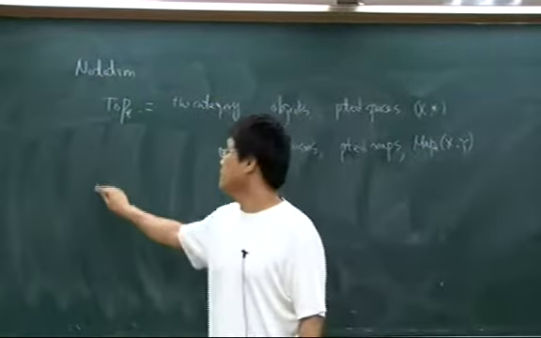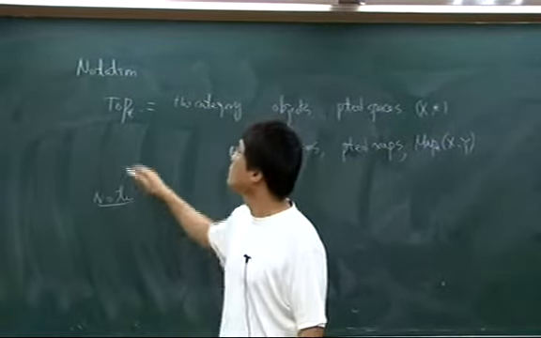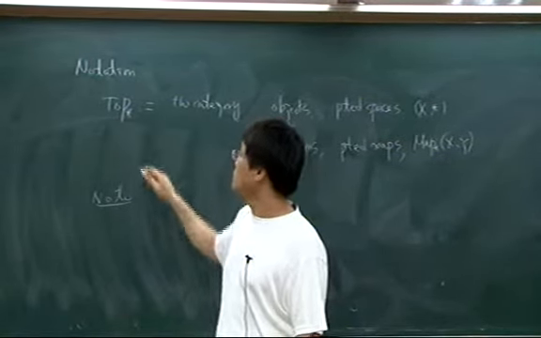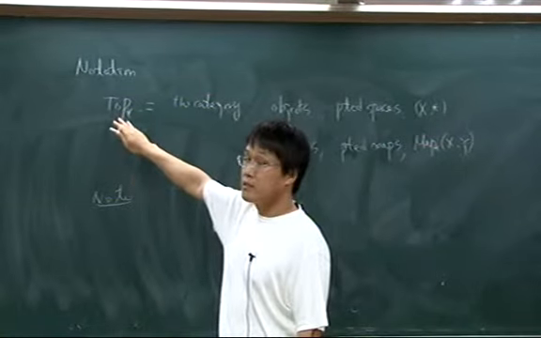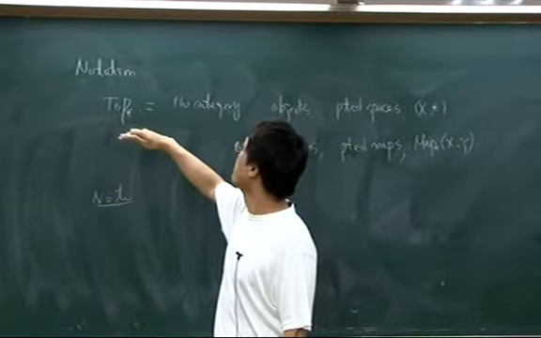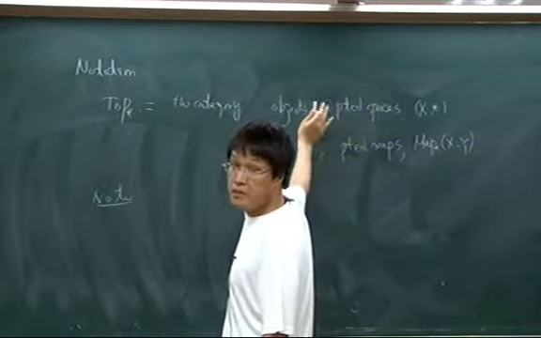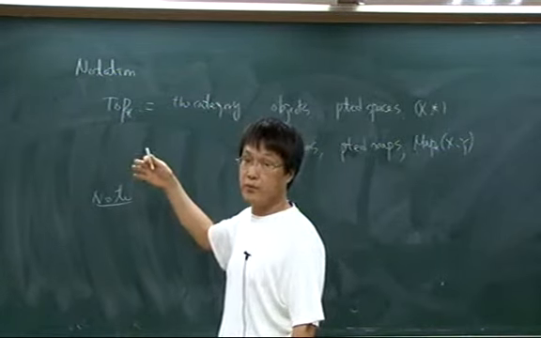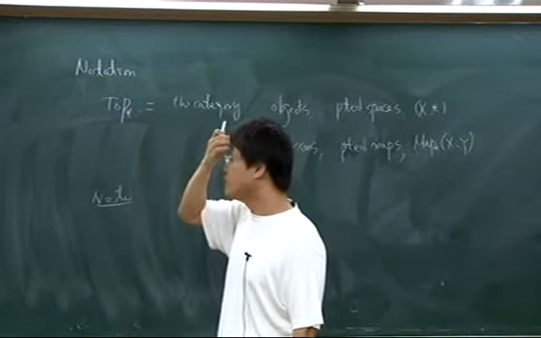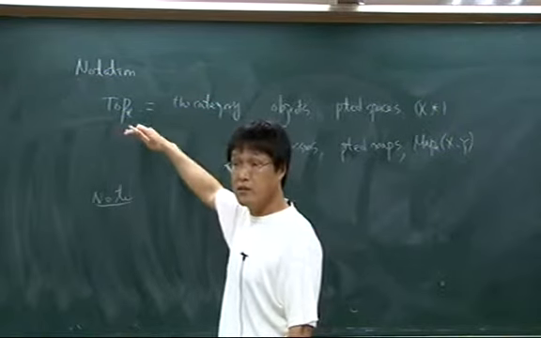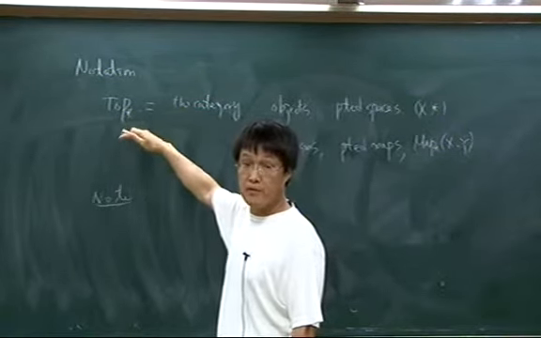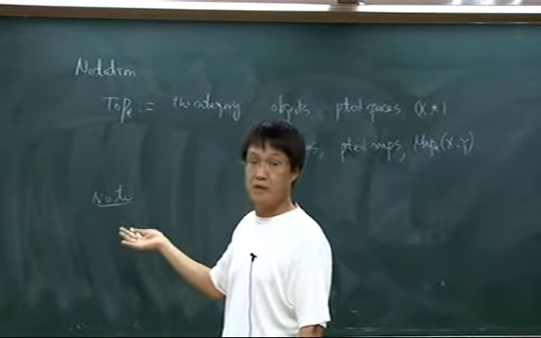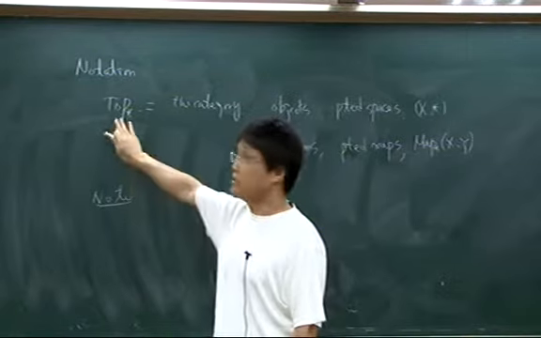Then this category has finite limits and colimits. Especially, the difference between pointed spaces and just spaces is the kernel. We can define kernel by using the null object. Here we have the null object, which is the initial and terminal object, which is the base point.